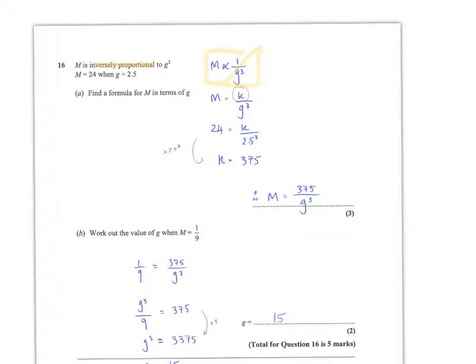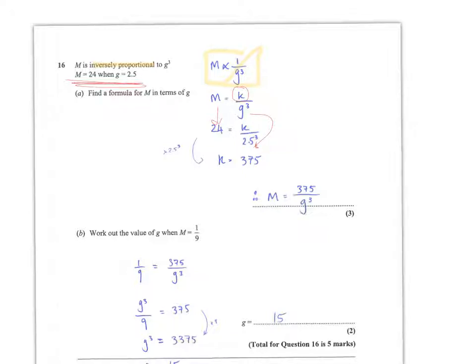I need to work out this value k, and to do that, I'll substitute in the values that they've given me. M is 24, and g is 2.5. So 24 equals k over 2.5 cubed.